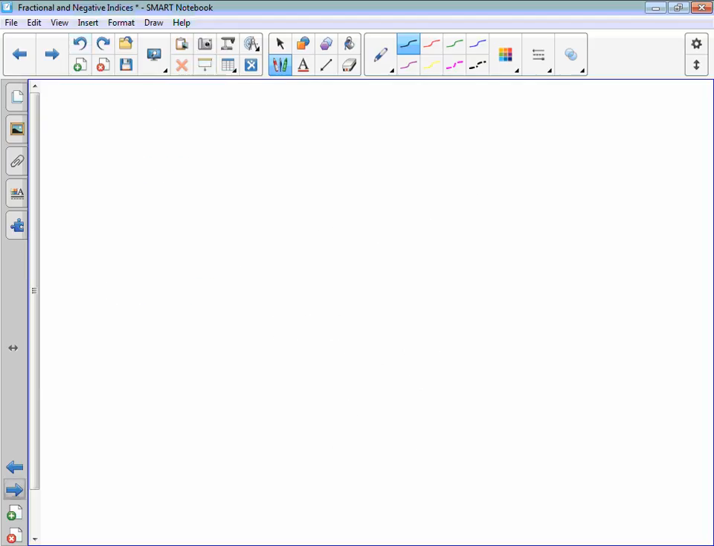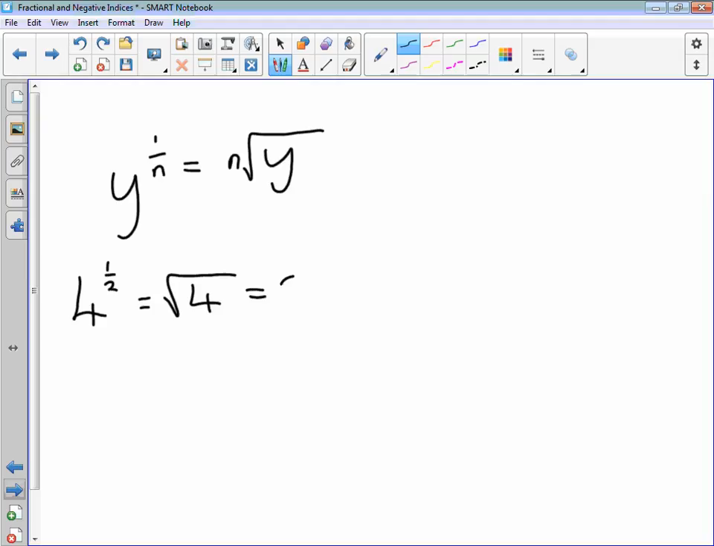So in general, if you are finding y to the power of 1 over n, that tells you the nth root of y. So if we've got 4 to the power of a half, that means the square root of 4, which is 2. If I've got 8 to the power of a third, that is the cube root of 8. So I have to find out what number I times 3 together to make 8, and that's 2 times 2 times 2, which is 8. So the cube root of 8 is 2.